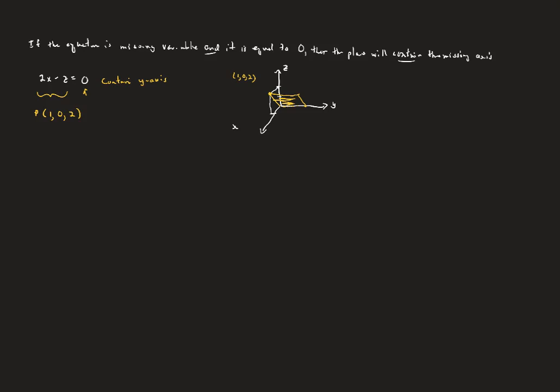So let's do another one. Let's do z equals 0. So in this case, I'm going to draw our axes here. There is going to be our x, there is our z, this is our y. Now, because we're missing both x and y, this will contain both the x and y axes. So if it contains the x and y axes, it means it is the xy plane.